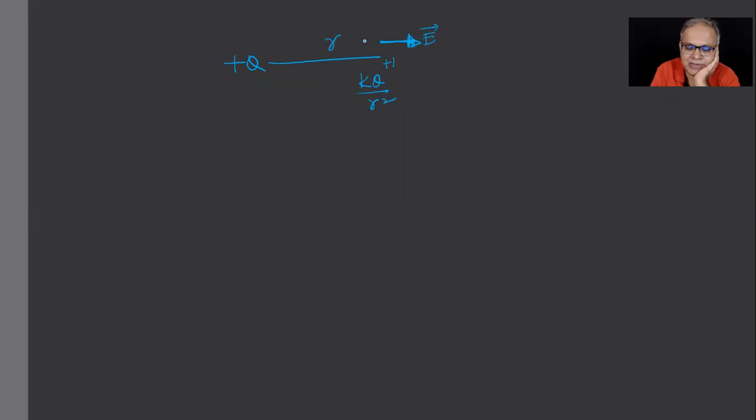If I place a -1 charge here, what will be the direction of E? Rishita? Sir, it will still be away from the positive charge. It will be the same, but the force applied on the -1 charge will be opposite to it. Very good. Now I can believe that she followed it.